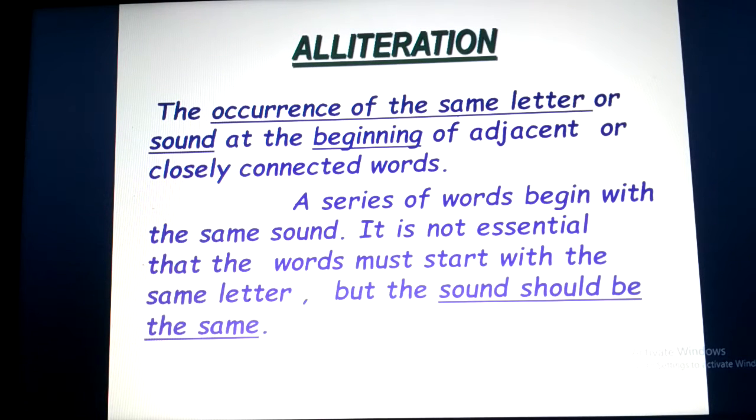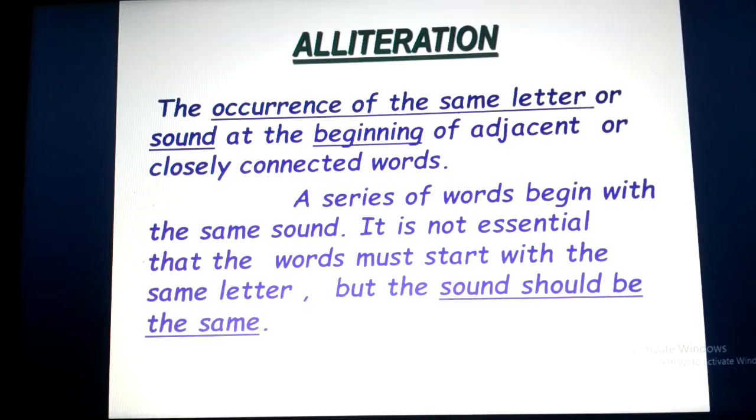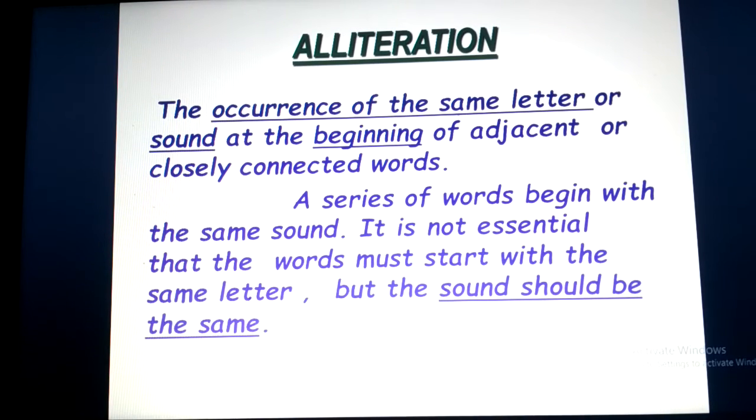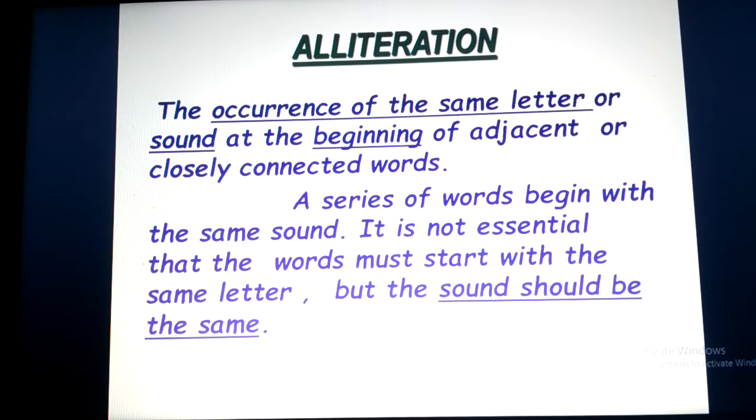To begin with, we have alliteration. It creates a musical effect in the literary piece. Let's see what is alliteration. The occurrence of the same letter or sound at the beginning of adjacent or closely connected words is called alliteration. What happens? A series of words begin with the same sound. It's not essential that the words must start with the same letter, but the sound produced should be the same.